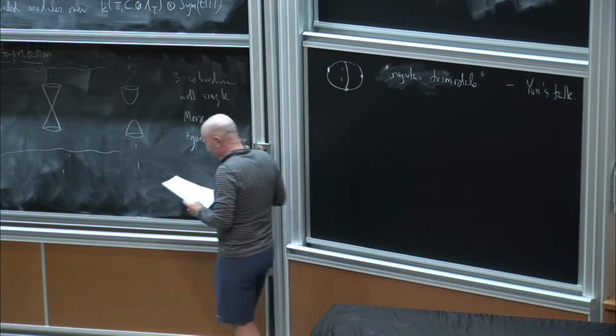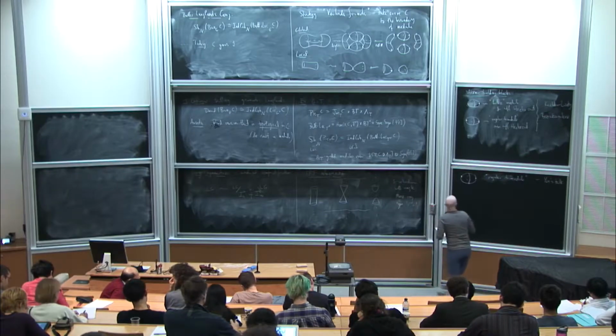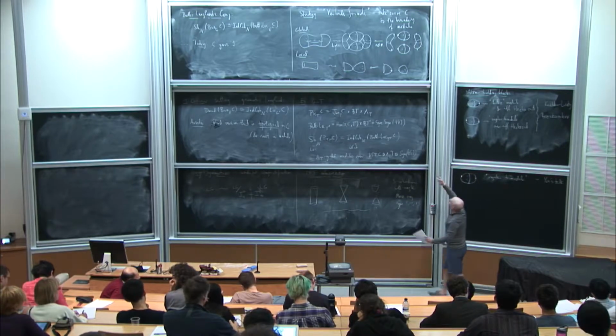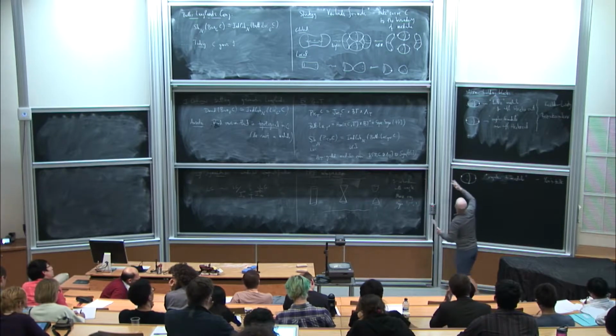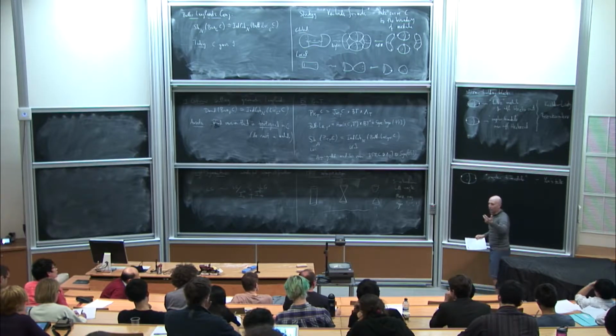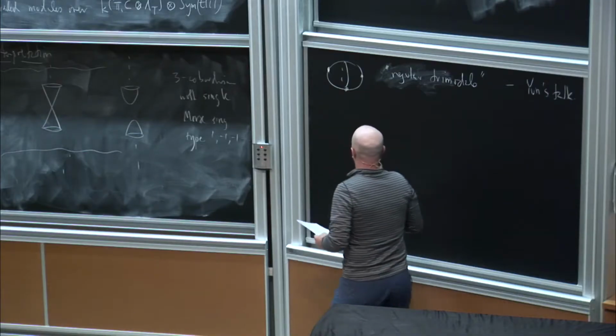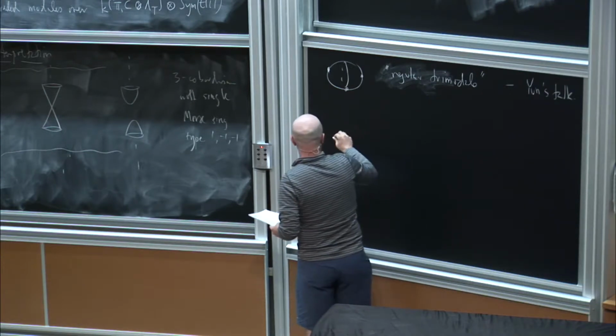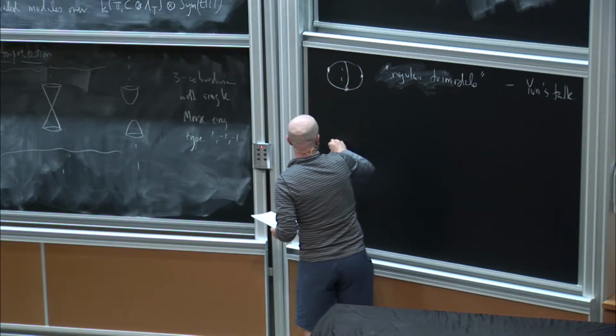I want to mention one other that's near and dear to my heart, which is if you do this story starting with Riemann surfaces, this is what you'll bubble off at the end of the day. But if you start with non-oriented surfaces, then you'll at some point perhaps bubble off RP2. I don't know how to draw RP2.